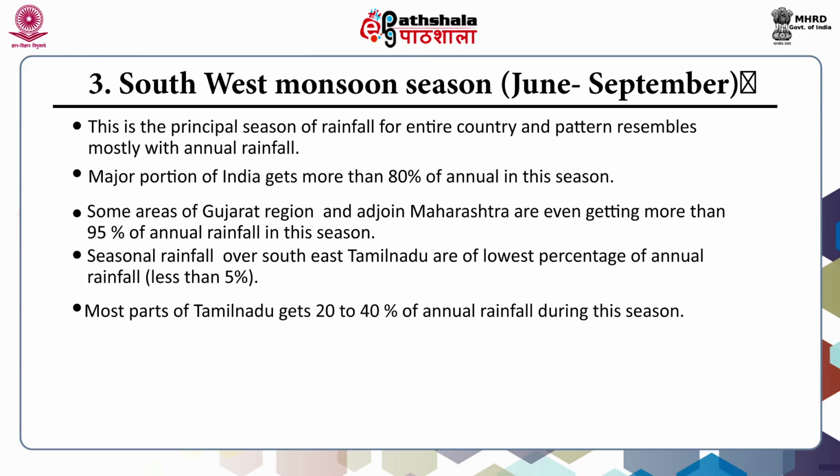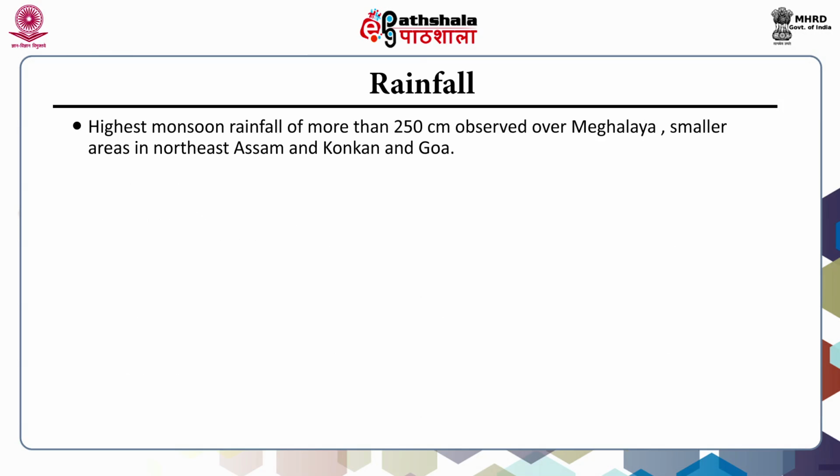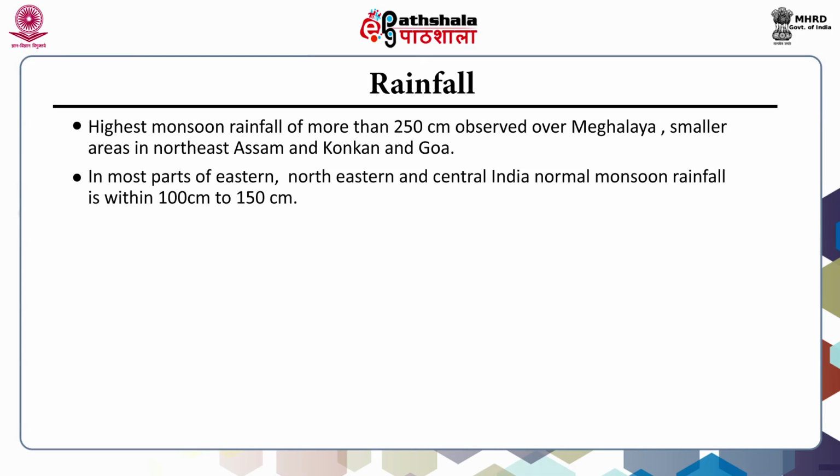Most parts of Tamil Nadu get 20 to 40% of annual rainfall during this season. Extreme northern parts of the country receive 20 to 40% of annual rainfall, while in northeast India, it ranges mostly from 50 to 70%. Highest monsoon rainfall of more than 250 centimeters is observed over Meghalaya, small areas of northeast Assam and Konkan and Goa. In some parts of eastern, northeastern and central India, normal monsoon rainfall is within 100 centimeters to 150 centimeters.